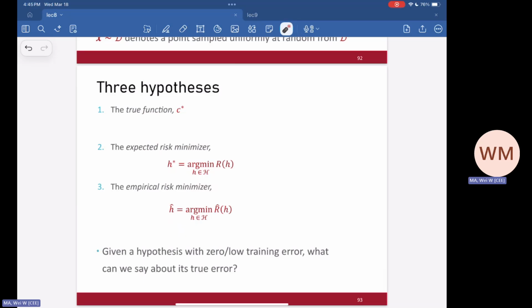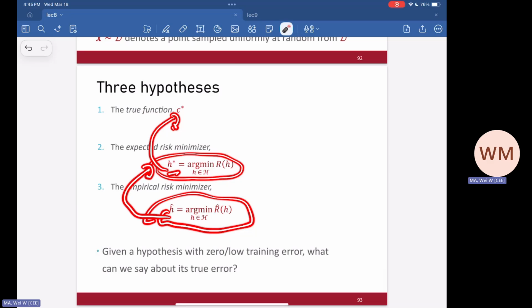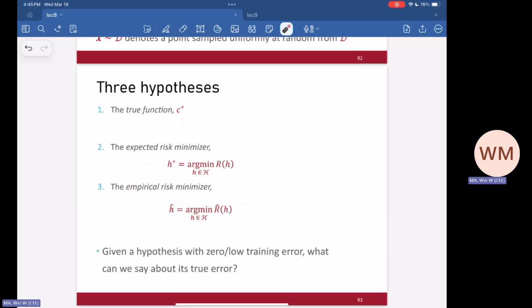Okay, so here you can see that we do see a discrepancy. We know H hat. Using our learning algorithm, we can find an H hat, but how can we guarantee that? There are multiple guarantees. First, can we guarantee that H star is similar to C star? Second, can we guarantee that H hat is similar to H star? If we can guarantee these two things, then our learning algorithm can finally find the true function C star.